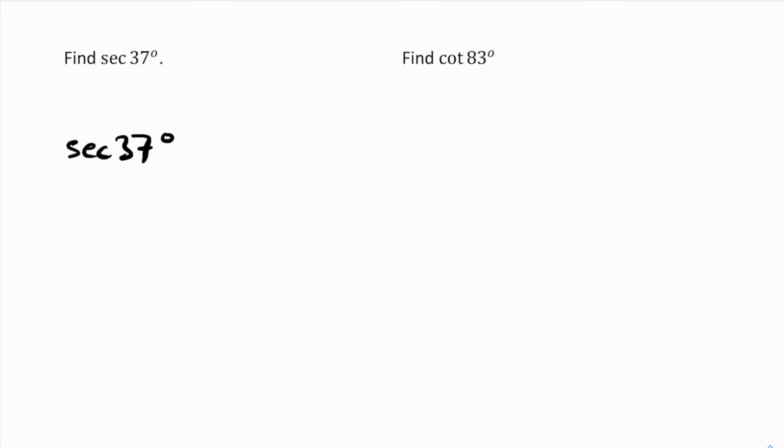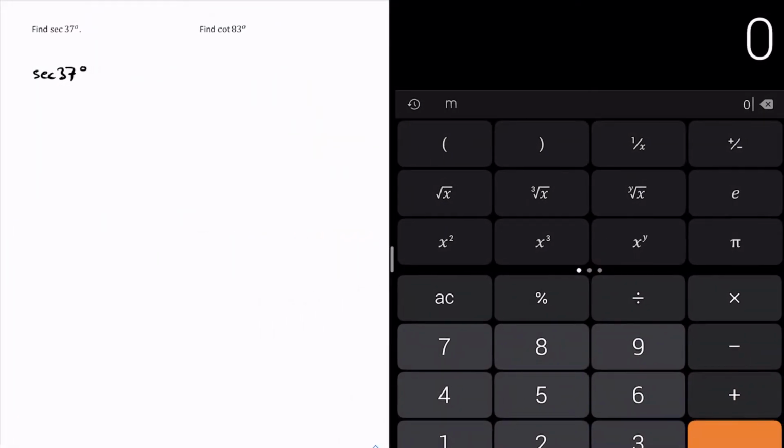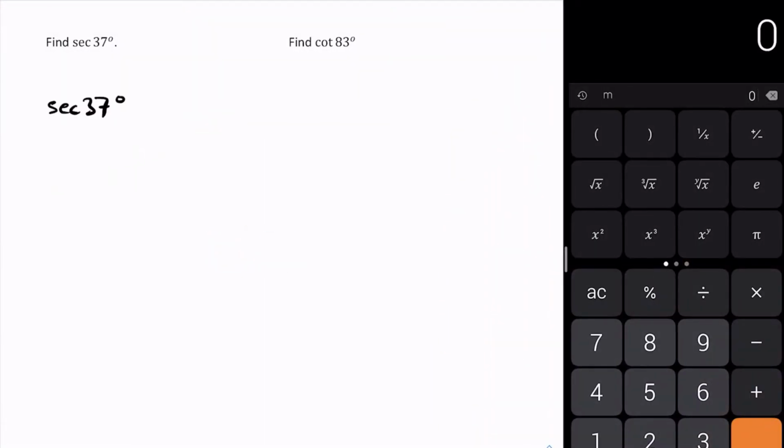Now I'm going to have to pull out my calculator here because there is no way to do this quickly in your head. I mean, there are some tricks with some things, but let me pull this up here. Okay, so if I scroll through here, those are my trig functions. I don't see any kind of sec, secant 37. So I'm going to have to use my base trig ratio to figure this out.